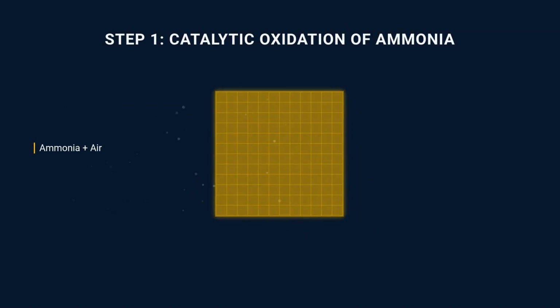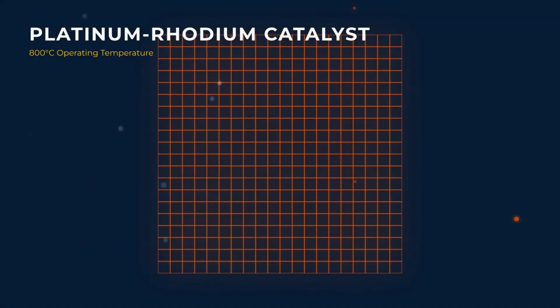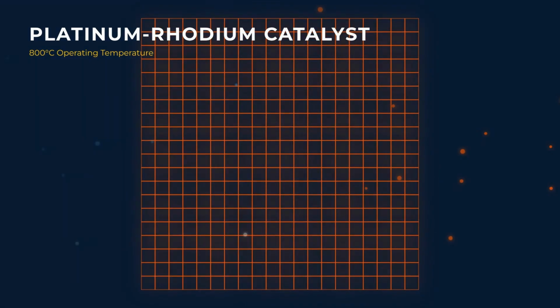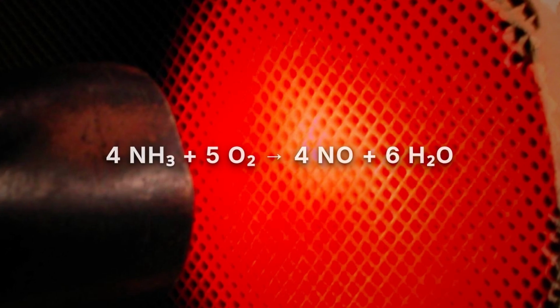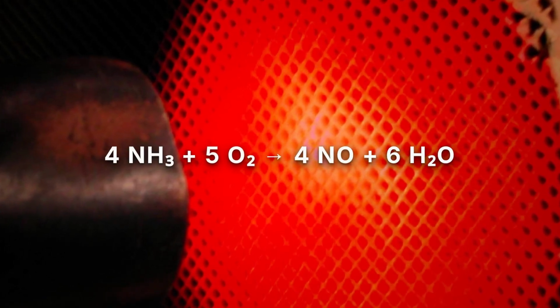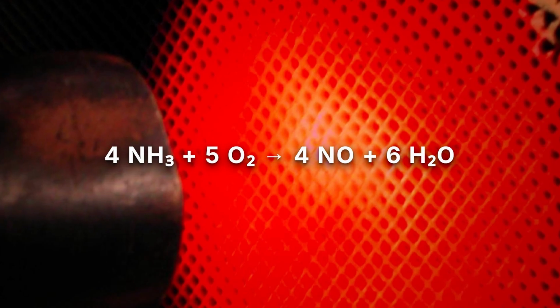Step 1 takes place in the converter chamber. We mix ammonia gas with excess air and pass it over a platinum-rhodium gauze catalyst at a scorching 800 degrees Celsius under pressure. This produces nitric oxide and water. Here is the chemical breakdown. 4NH3 plus 5O2 yields 4NO plus 6H2O.